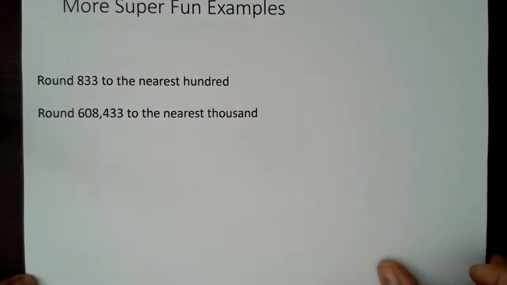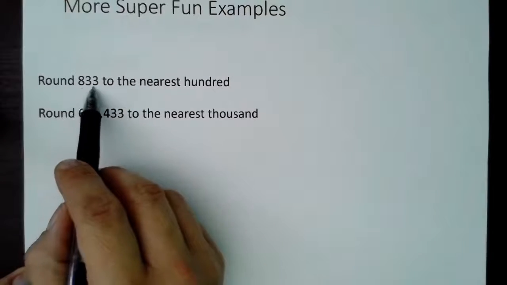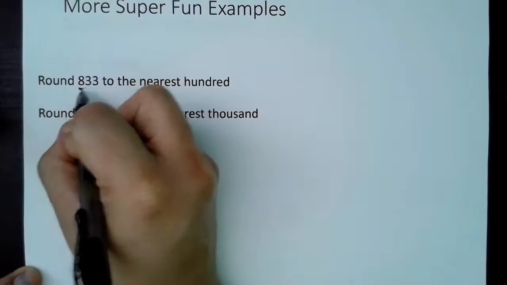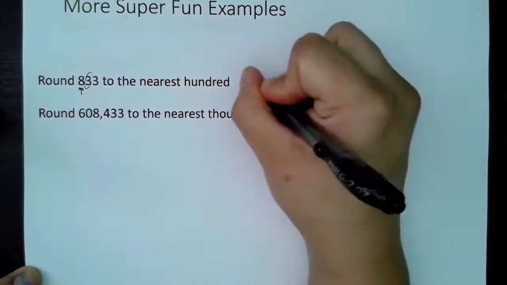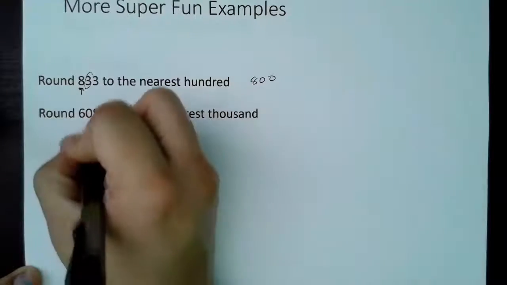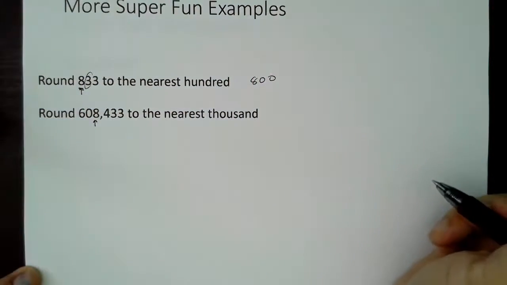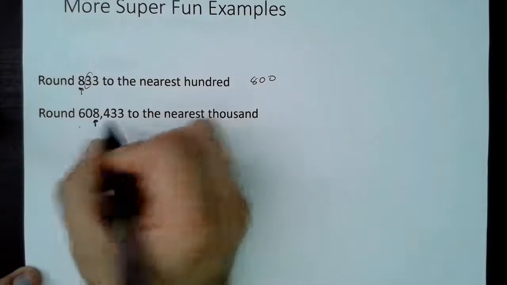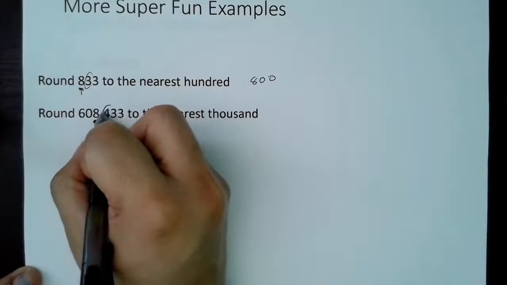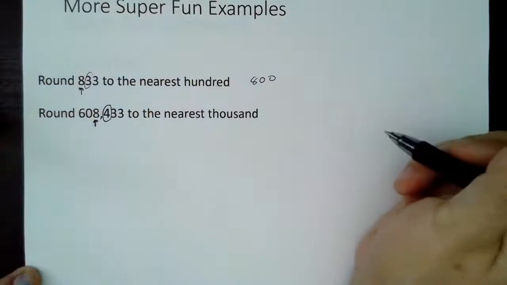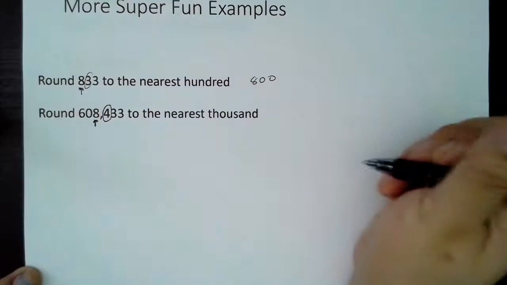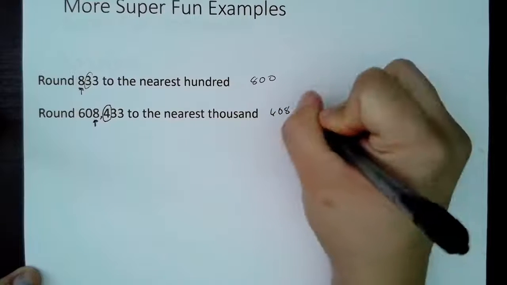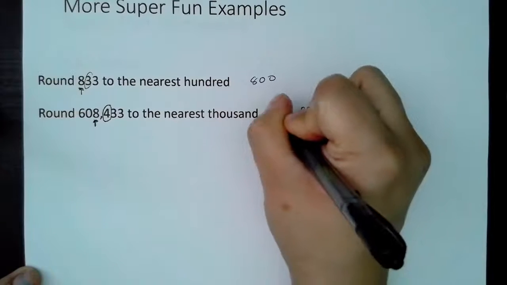Some more super fun examples. Let's round 833 to the nearest hundred. Again, we look at this number, and this is less than 5, so this is 800. And then to the nearest thousand, 608,433. We're looking at the thousands place, but then we use the digit to the right to tell us whether to go up or stay the same. So 608, it's less than 5, so it stays the same, and the rest become zeros.